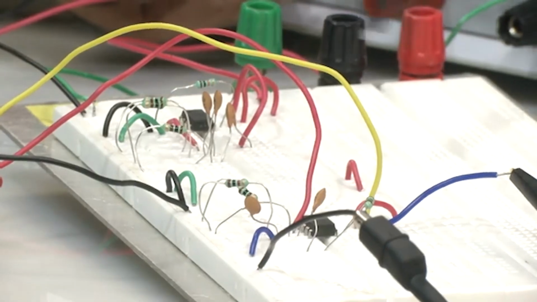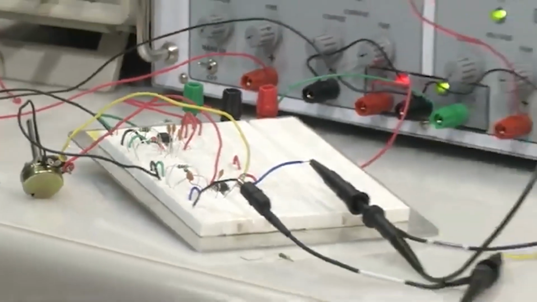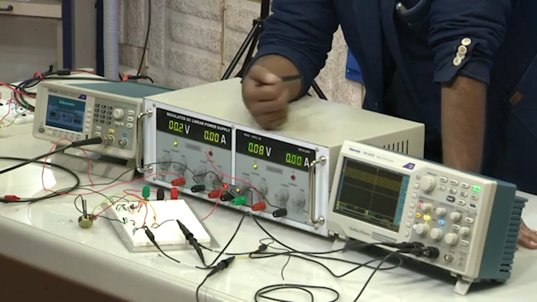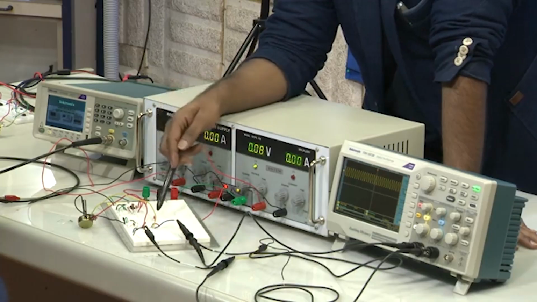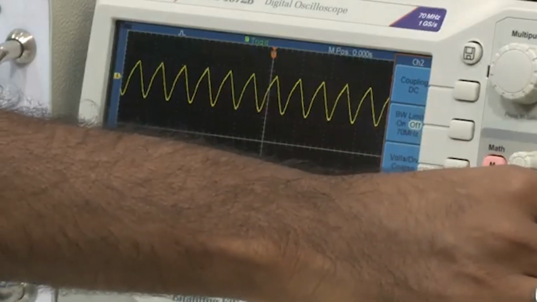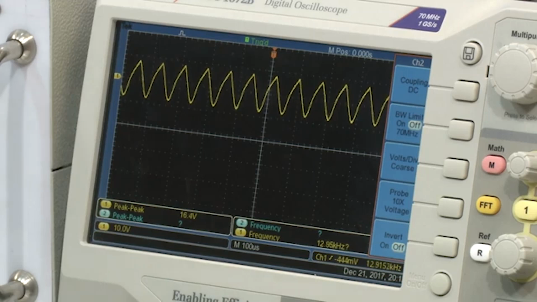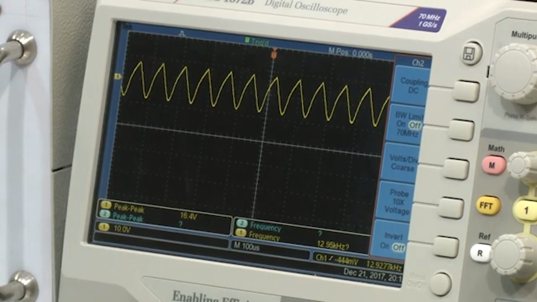First we have to apply the bias voltage. Right now the DC supply was off, he just turned it on, and the applied bias voltage is plus minus 15. You can see on the oscilloscope the immediate generation of oscillations.